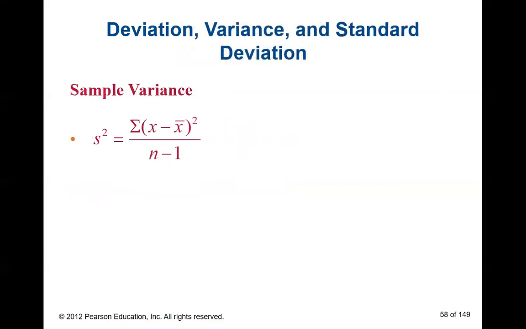If it's a sample, remember our symbols change. And there is a difference in the formula that you use for variance in a sample than a population. Do you see what it is? Yeah, my denominator is different. Okay, I still take the x minus my mean and square it and add those up in the numerator, but notice the denominator says n minus 1.